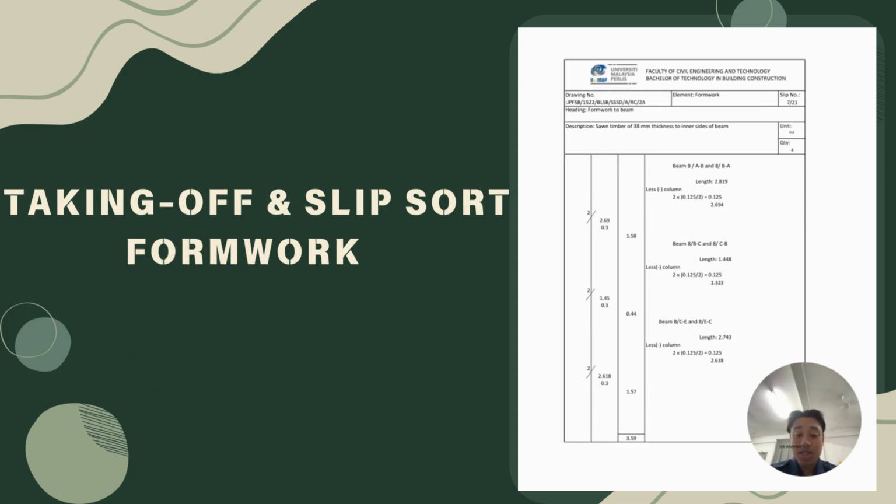So we take 2 units of beam times with 2.618 times with 0.3. Then we will get 1.57. So the total here will be 3.94. So the quantity at the top right will be 4 meters square.